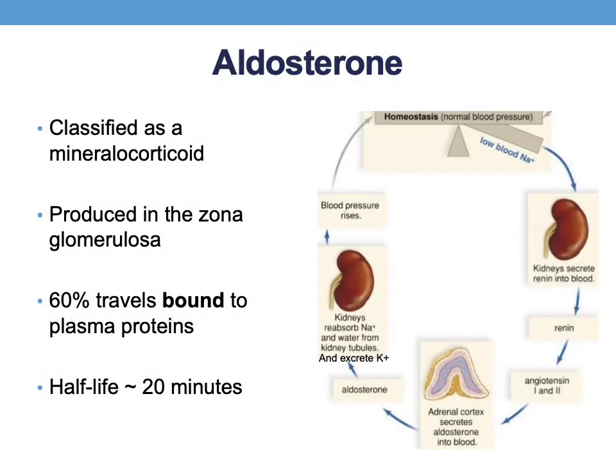Aldosterone, as I said before, is classified as a mineralocorticoid produced in the zona glomerulosa. About 60% of it travels bound to a plasma protein, and it has a half-life of about 20 minutes, so it's not active for really long in the system.